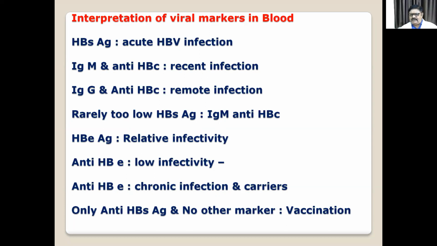And only anti-HBs and no other marker. Please mark my words. Only anti-HBs and no other marker means vaccination. Why? Because we are using only hepatitis B surface antigen as the vaccine producer. And apart from that, you have a whole genome vaccine also that we'll see later.